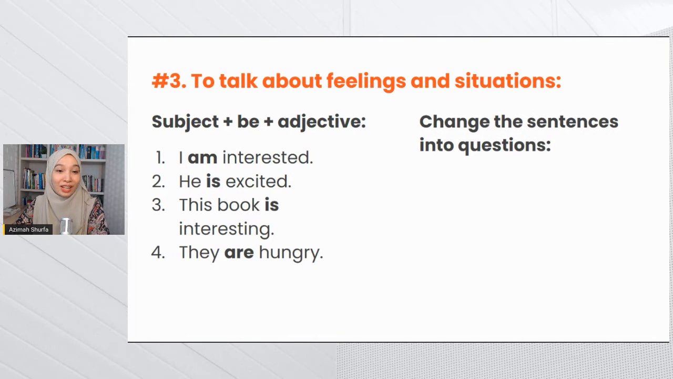Now, the challenge here, how do we change these sentences into questions? Question form. How do I do that? What do we have to move? Here's a clue. We move am to the front, so I want you to do the rest. Am, and then subject, and then adjective. Am I interested? So try to do number 2, 3, and 4.